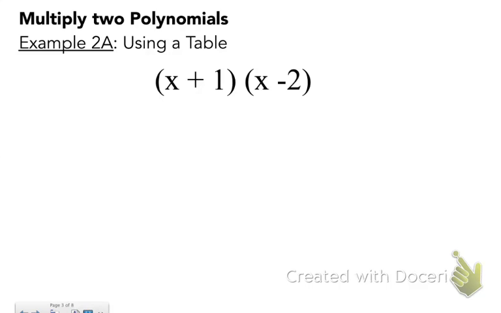For this example, I'm going to show you two different ways to do it. So for multiplying two polynomials together, the one thing that gets tricky is that we have to remember to get every possible combination. So to do that, you can either use a table or use the FOIL method. So first let's use a table. So I have two terms here and two here, so I'm going to need 2 by 2 in my table.